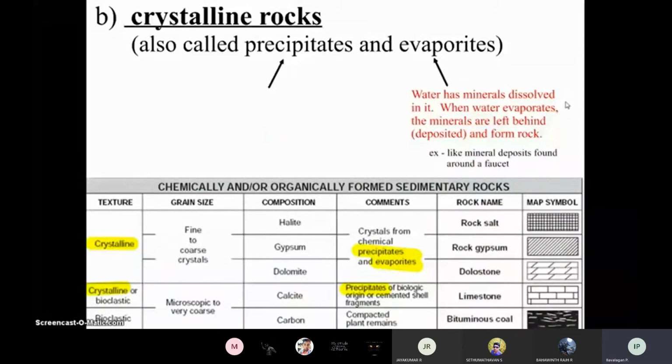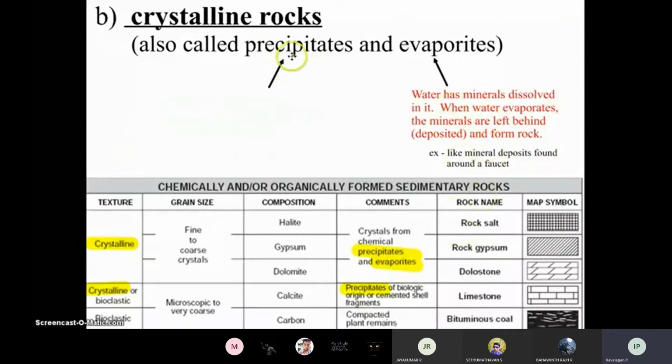Some of you may have noticed around some of the faucets in your house, especially the bathtub faucets, you might notice a greenish or bluish or sometimes an orangish kind of crust that forms around the faucet. Those are actually minerals that are in your water that have been deposited on the faucet. So let's look at some rocks that form this way.